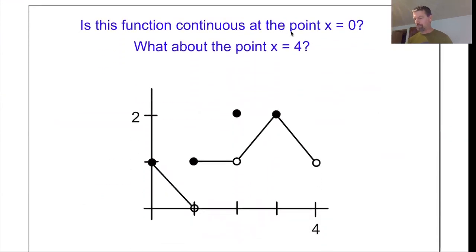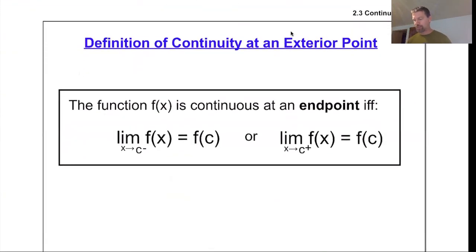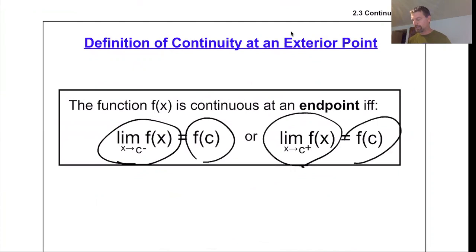The endpoints are a little bit different. Since there isn't anything over here to consider, we're not going to consider the limit as a whole. We're just going to consider the one-sided limit. It's the same definition, just looking at the one-sided limit. If the one-sided limit is the same as plugging it in, then you're continuous. If the one-sided limit is not the same as plugging it in, then you're not continuous.